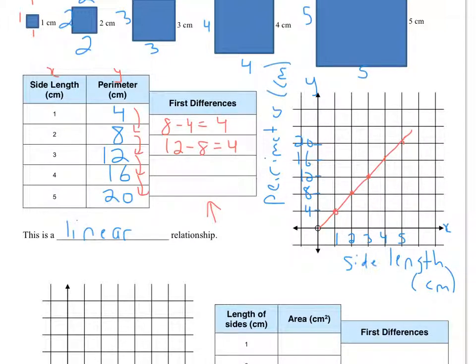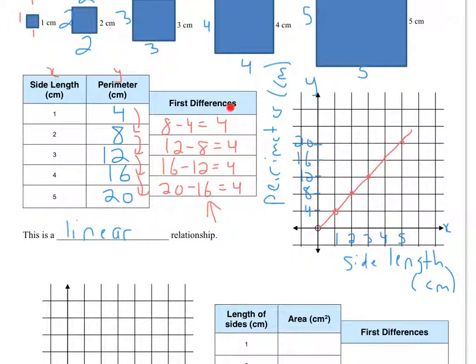Again, for your next first difference, you're finding the difference from your third y value to your fourth y value. And again, you can see the difference is 4. We can show that by going 16 take away 12 is 4. And then finally, your last first difference is going from your fourth y value to your fifth y value. So 20 take away 16 is 4.